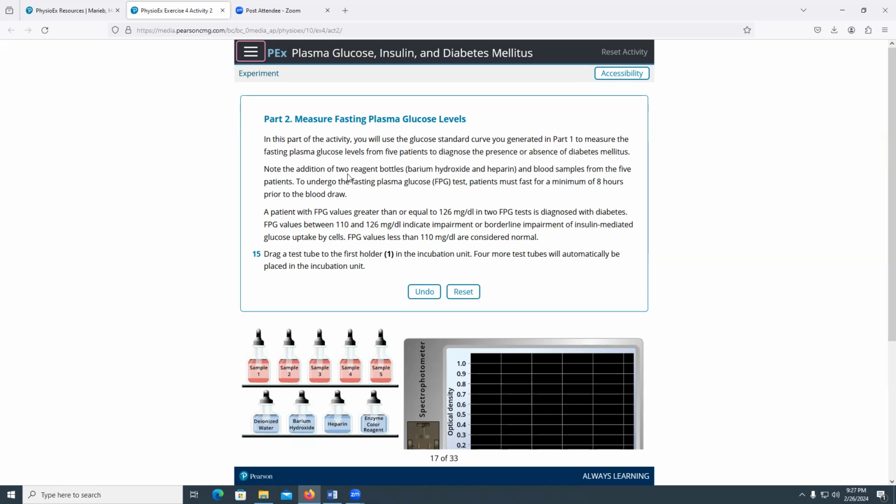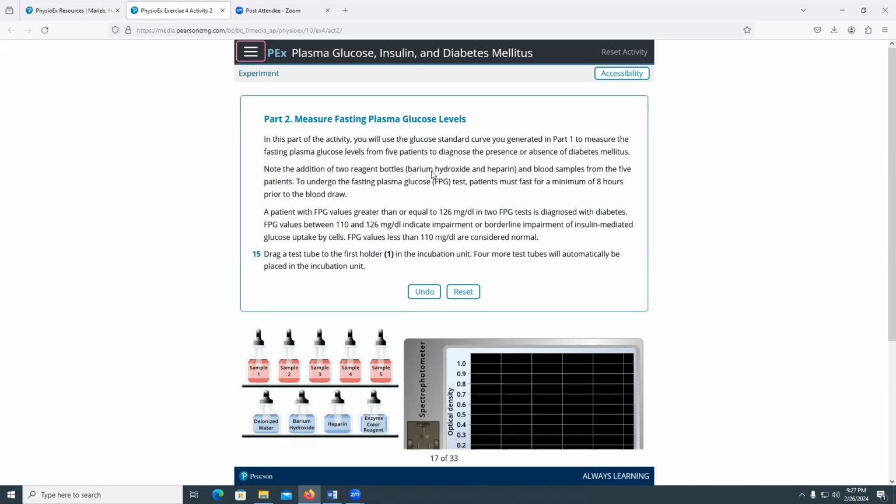Now, note the addition of 2 reagent bottles. We have barium hydroxide and heparin. Heparin to prevent blood clots, and barium hydroxide to prevent interference from any additional substance, like proteins or plasma membrane or anything else, because these are blood samples. So the blood sample will coagulate if left unattended, and there are no anticoagulants, and the tissue will start disintegrating.